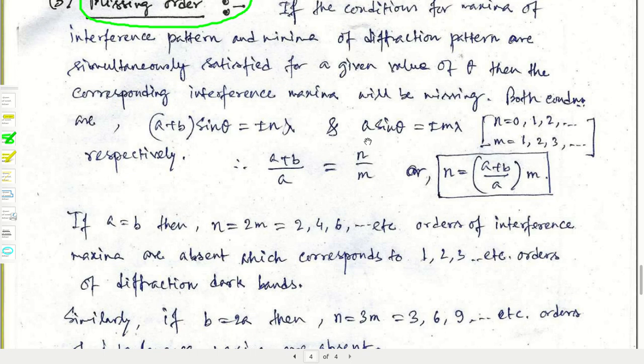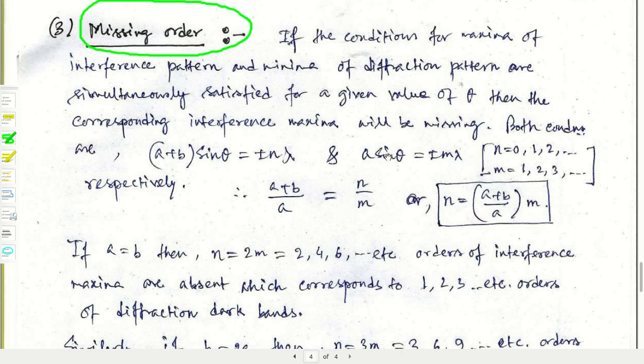So if those two equations are simultaneously valid, we can divide both of them. So you will get (a plus b) by a is equal to n by m. So n is equal to (a plus b) by a into m. So this nth order of the interference pattern will be absent because it is superposed with 0. So the resultant will be some maximum value into 0, meaning again 0. So the interference maximum will be missing from the spectrum. That is why this is called missing order.